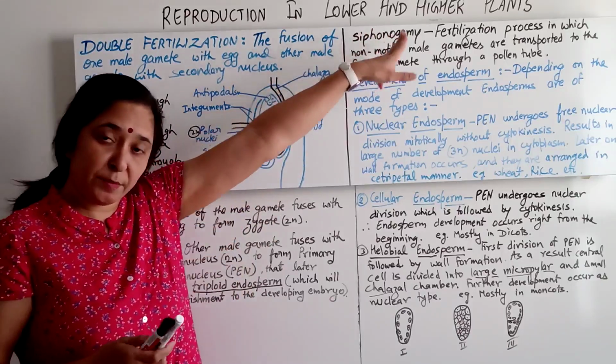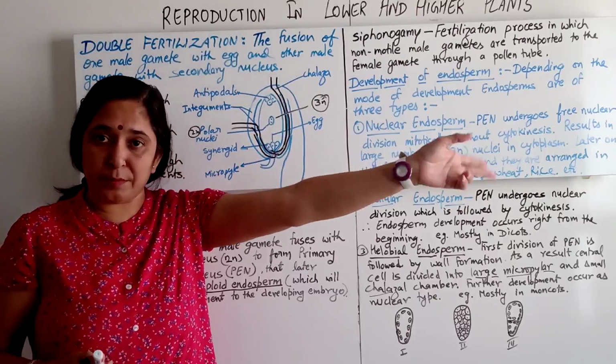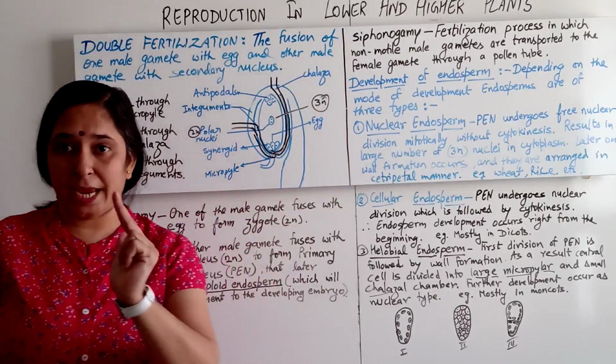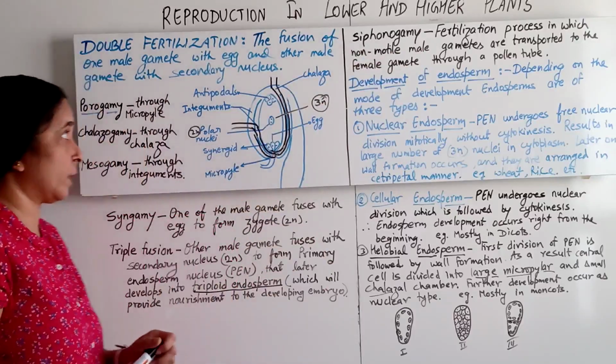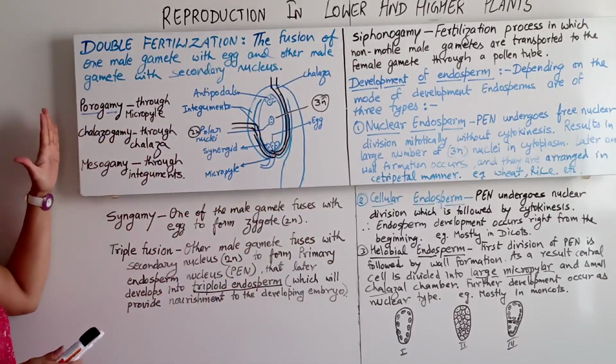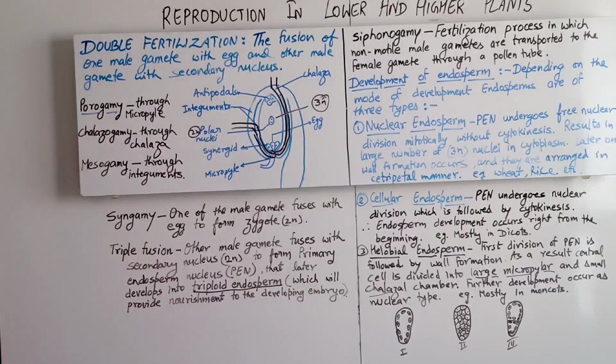So what is siphonogamy? When the non-motile male gamete reaches the egg with the help of the pollen tube, that type of fertilization is siphonogamy. And here are porogamy, chalazogamy and mesogamy.